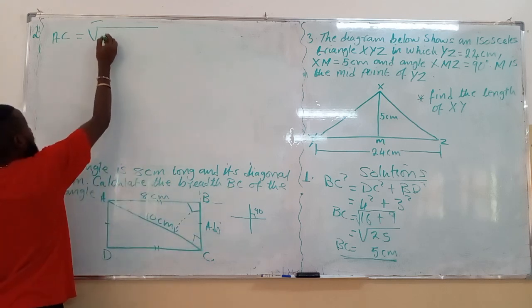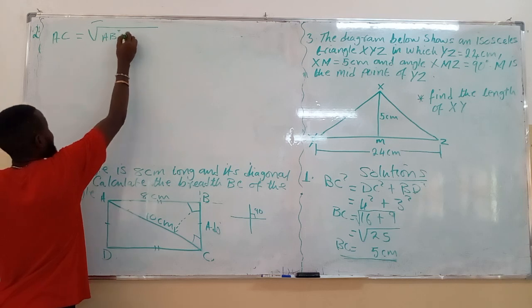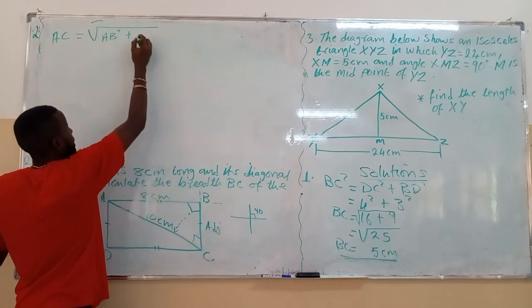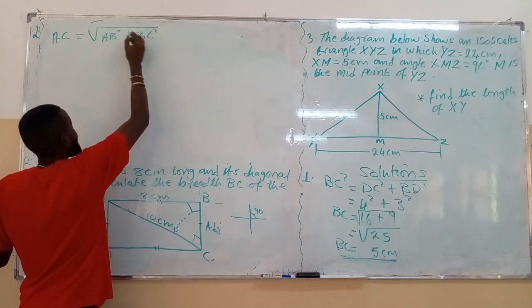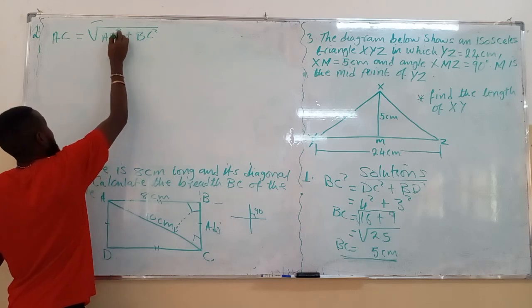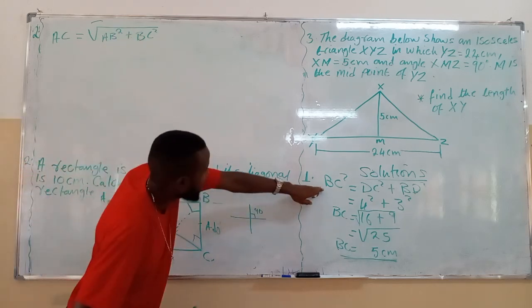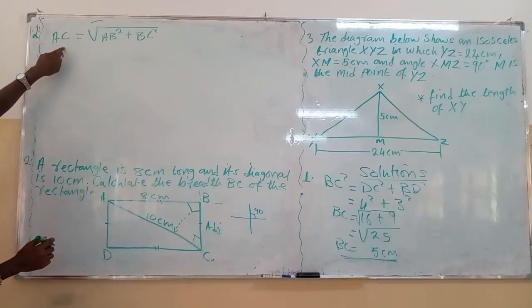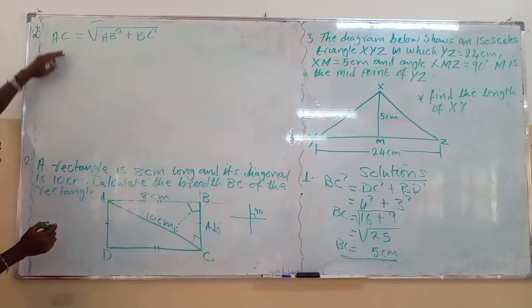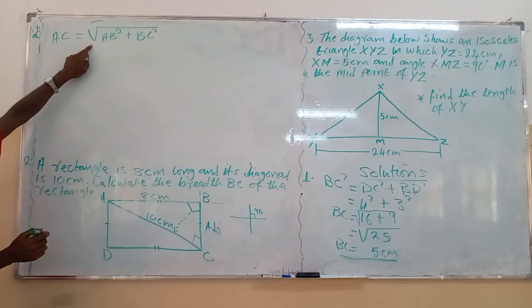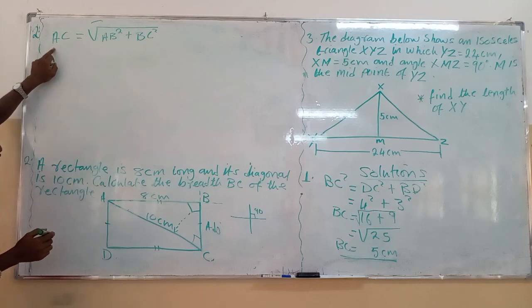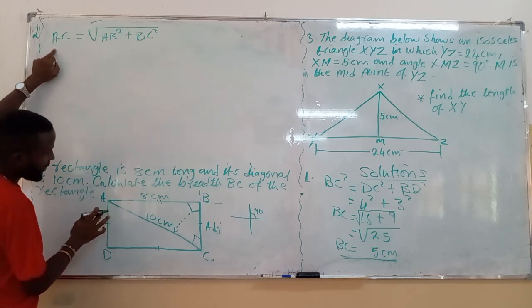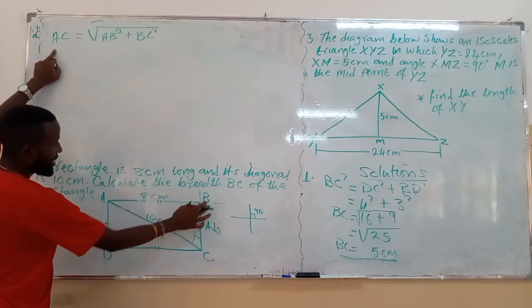We are going to say AB squared plus BC squared. This is another concept you can use. Remember, you can use this one or you can use this one because AC, in this scenario, I will not put a square root, because I've already introduced this square root. But am I finding AC? No, I'm not finding AC. I'm finding BC.